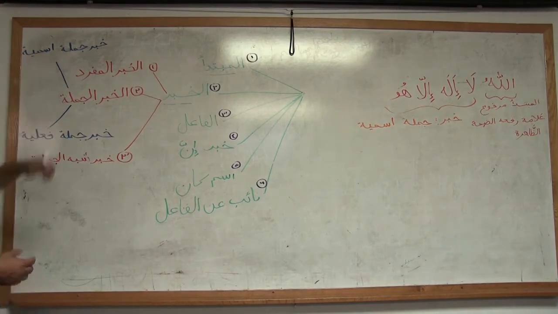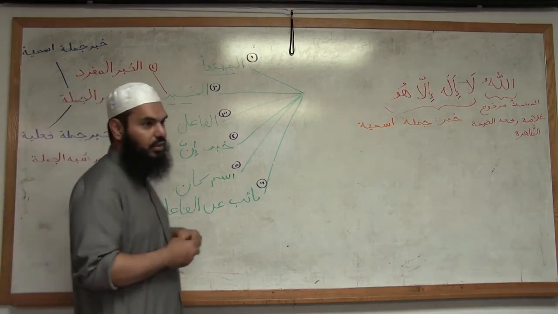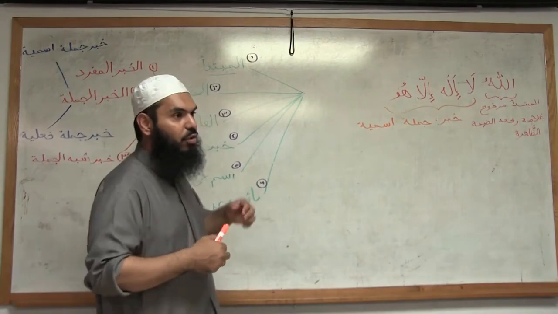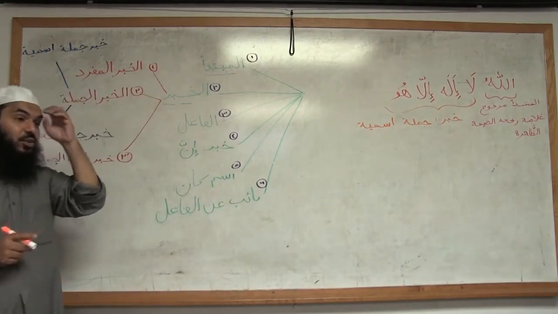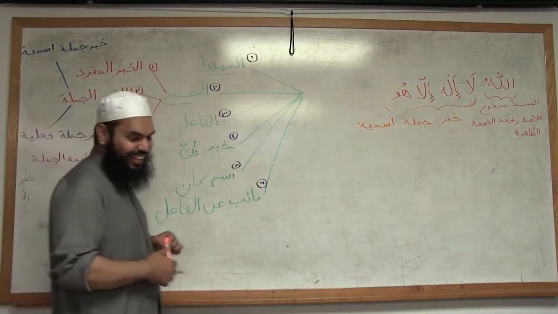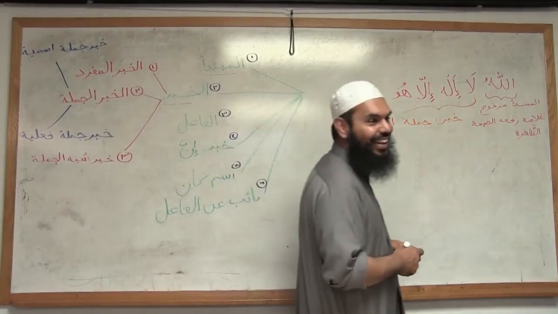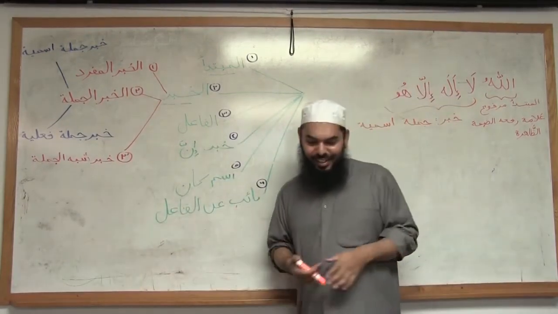al-jumla al-ismiya. Excellent. Mufrad means what exactly? Mufrad means single, like you used to be. And jama'ah means plural, like you are.